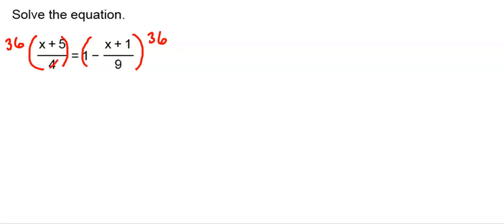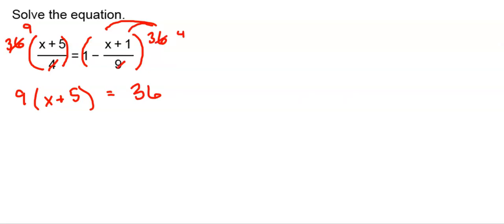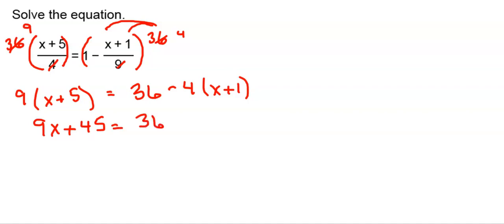On the left side, we know that 4 goes into 36 9 times. So we're left with 9 times x plus 5. On the right side, we've got 36 times 1, which is 36. And then when we distribute to the fraction, 9 goes into 36 4 times. So we're left with minus 4 times x plus 1. We'll distribute: 9x plus 45 equals 36, and distribute over here.